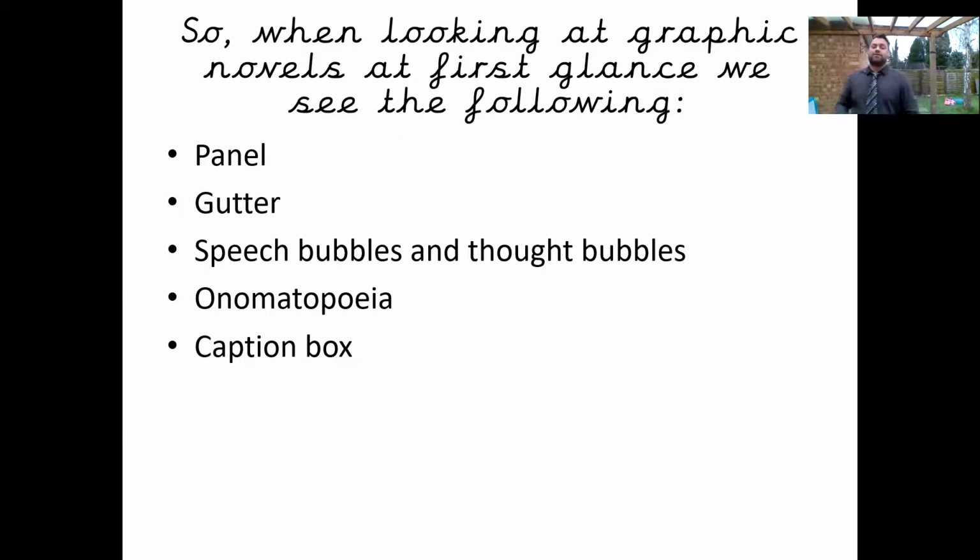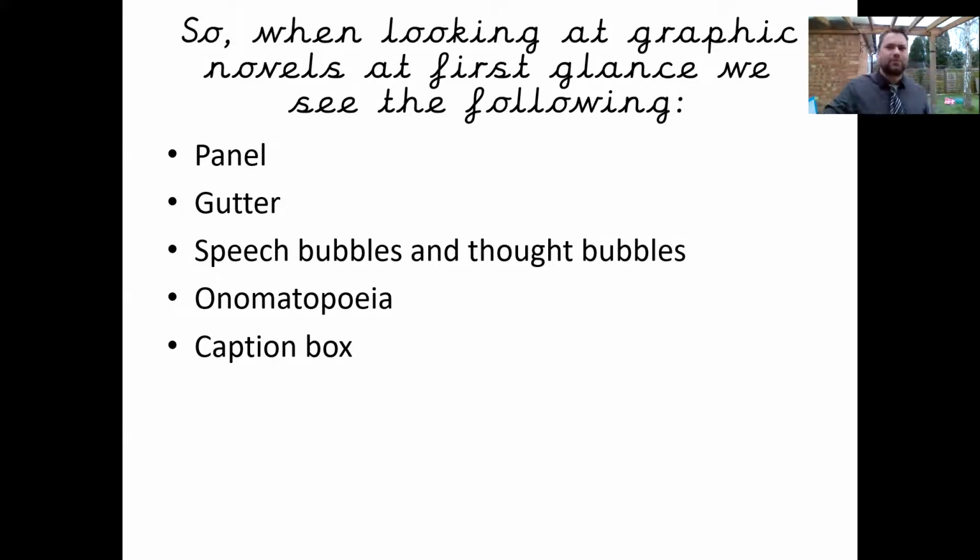So when looking at graphic novels, at first glance, this is what we see. We see the panels, we see the gutters, we see the frames, we see the speech bubbles and thoughts, we see the onomatopoeia, we see the caption box. That's what we can see just by looking at it, okay? And when I look at this graphic novel here, when I open it up, I can just see straight away, here we are. I can see the different panels. I can see the speech marks. I can see the captions at the bottom. There isn't any onomatopoeia on that page, but you can see the features there.